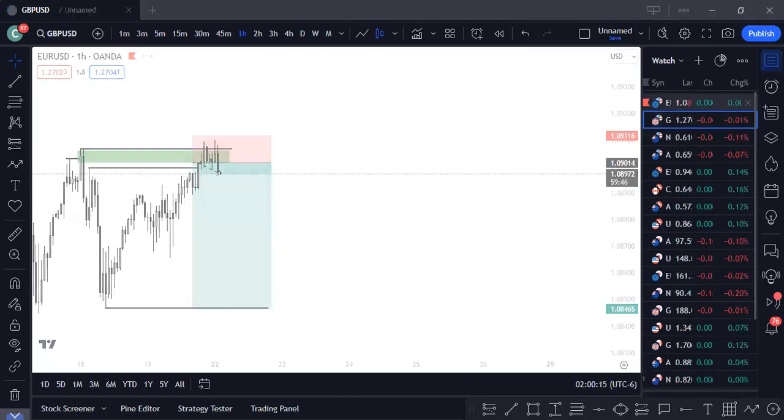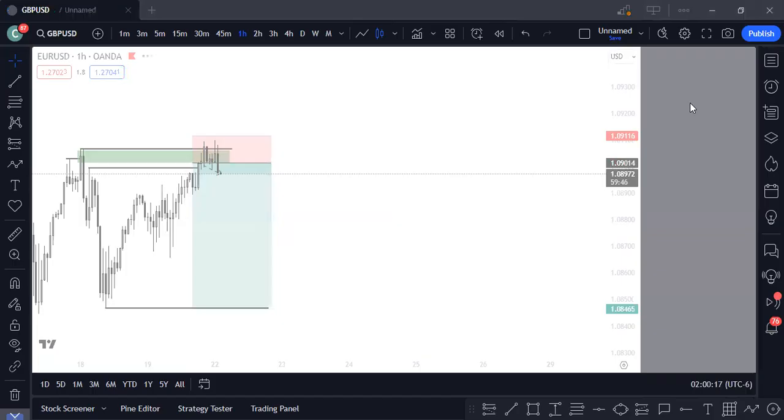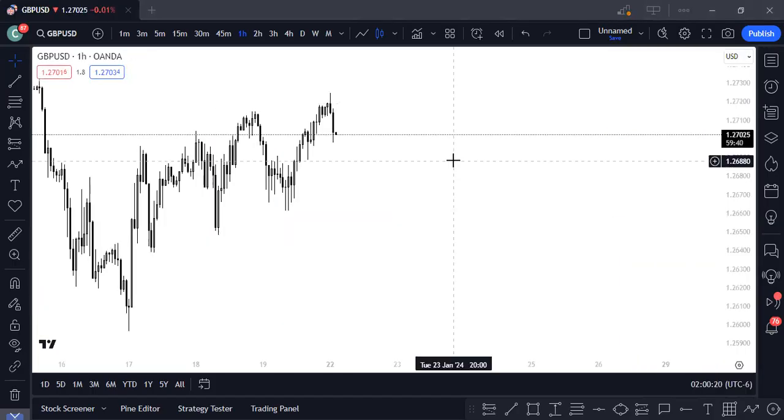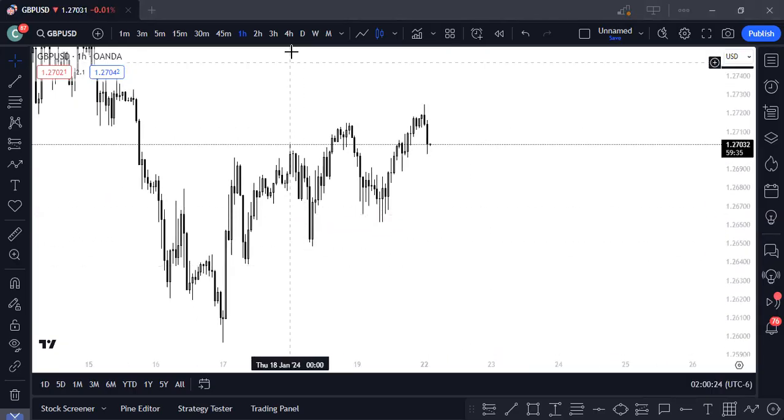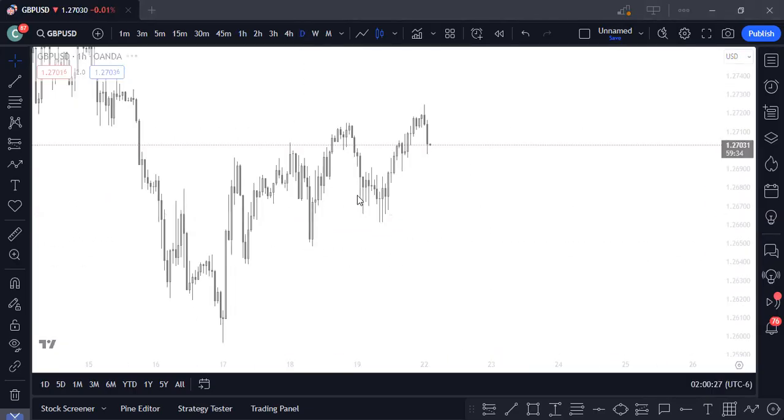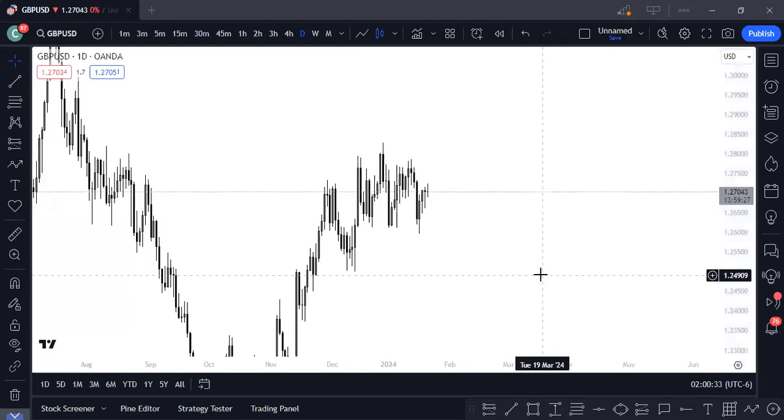GBP USD. Let's see what GBP USD is all about. This is how I analyze my pair. I'm taking a little bit longer because I'm explaining. On a normal day, I will just mark and I'm done, but I'm trying to explain so you guys would understand.